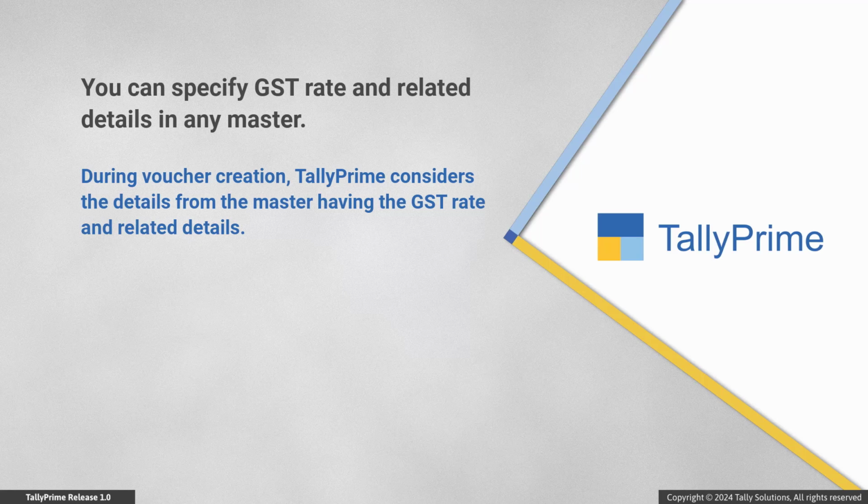Subsequently, during voucher creation, TallyPrime considers the GST rate details from the master in which you have specified the details. For instance, if you have specified the GST rate in the sales ledger, then TallyPrime considers it from the ledger during voucher creation. You might have specified the GST rates in the respective stock groups or stock items. In this case, TallyPrime considers the GST rates from the stock groups or stock items as applicable.